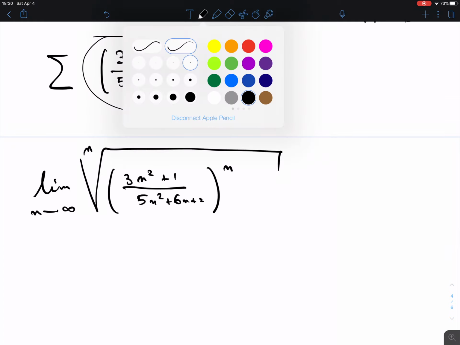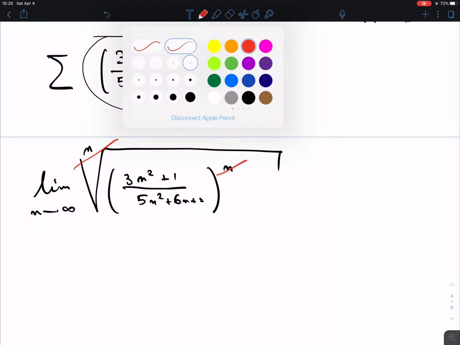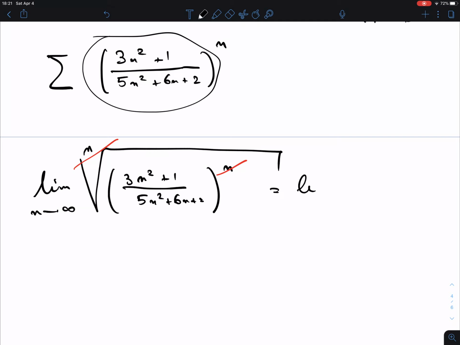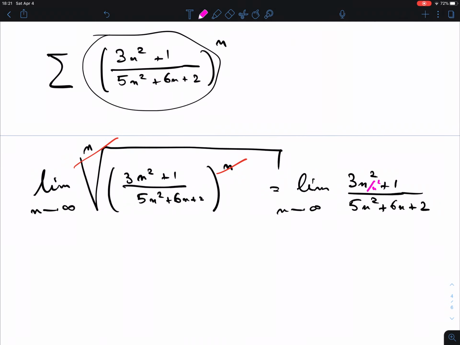And luckily, the nth root and the nth power cancel each other out. So what we're left with is the limit for n going to infinity of just what is inside: (3n squared plus 1) over (5n squared plus 6n plus 2). We have done many limits like this now. You could use L'Hopital, but it's much easier to just divide top and bottom by the highest degree, which is n squared here.